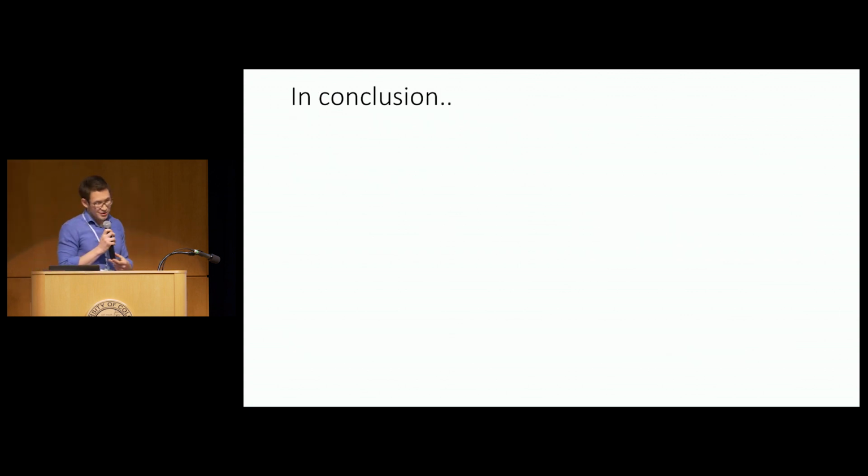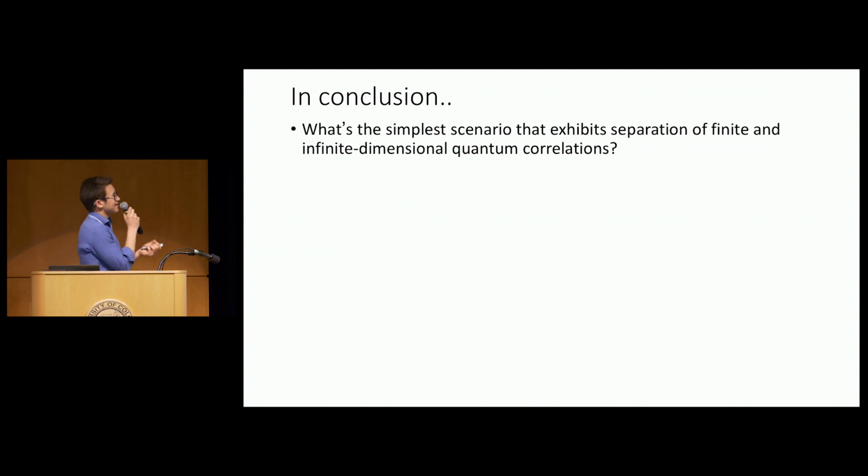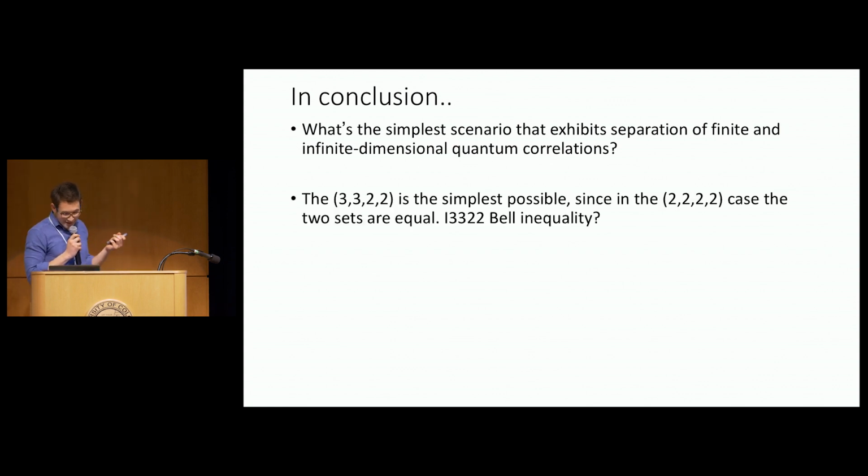Okay, so let me conclude with some open questions. I think the most important question, at least to me, is what's the simplest scenario that exhibits a separation of finite and infinite dimensional quantum correlations? The simplest possible is 3322, because in the 2222 case, I've told you that the two sets are equal, and I've mentioned the I3322 Bell inequality. I think it's a fascinating mystery, so if you have any idea or you want to talk about it, I'm happy to talk about that.